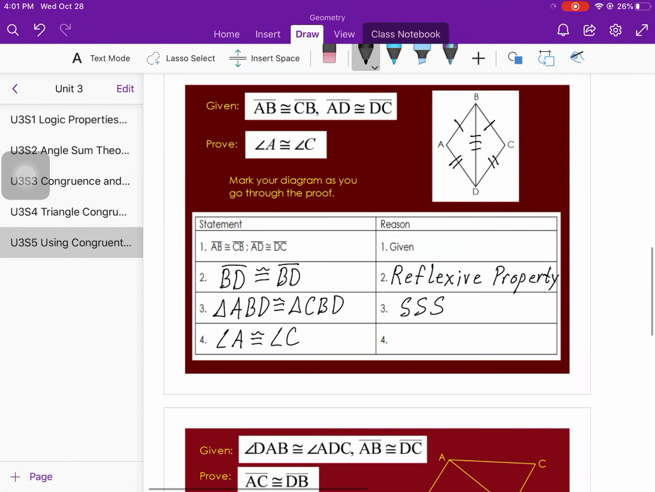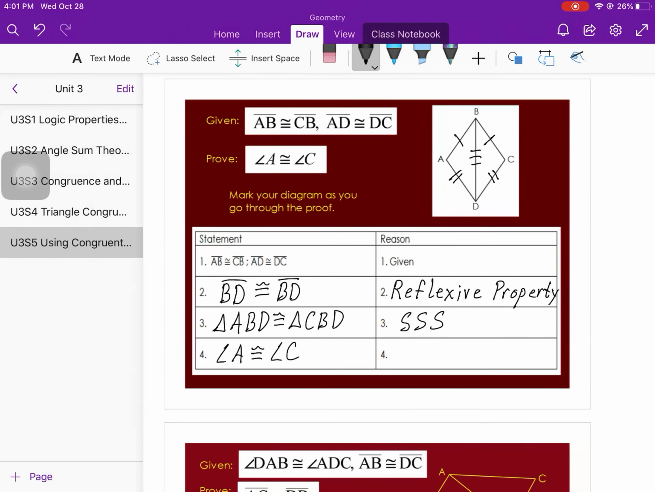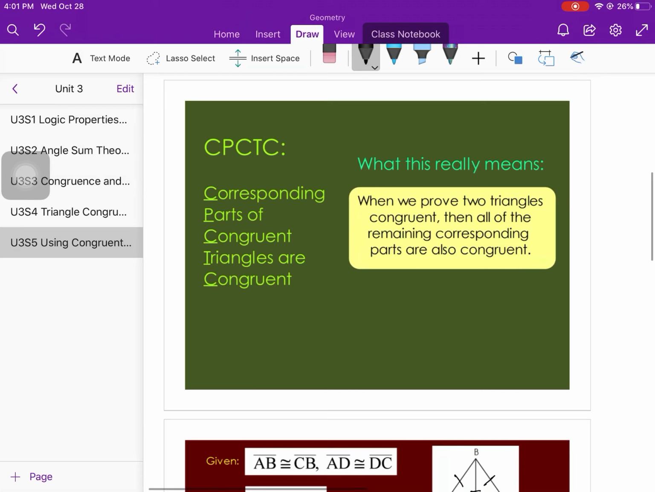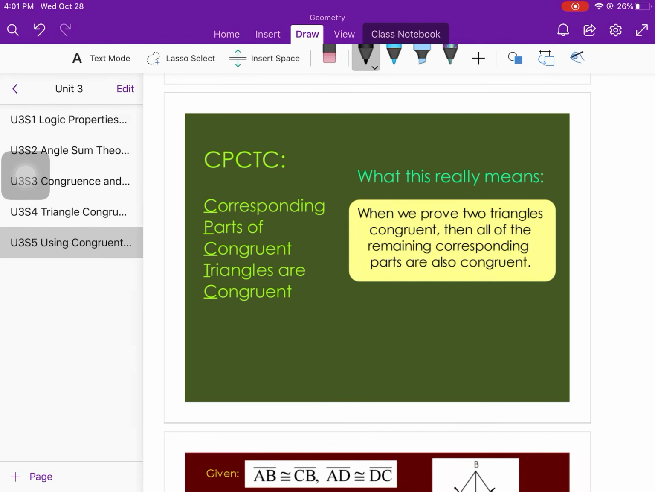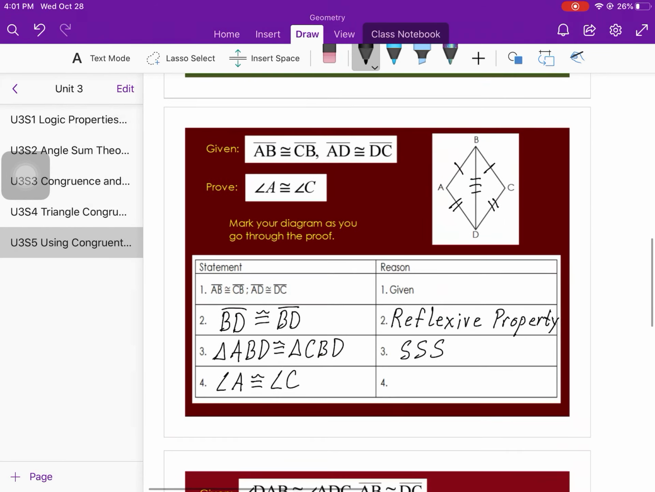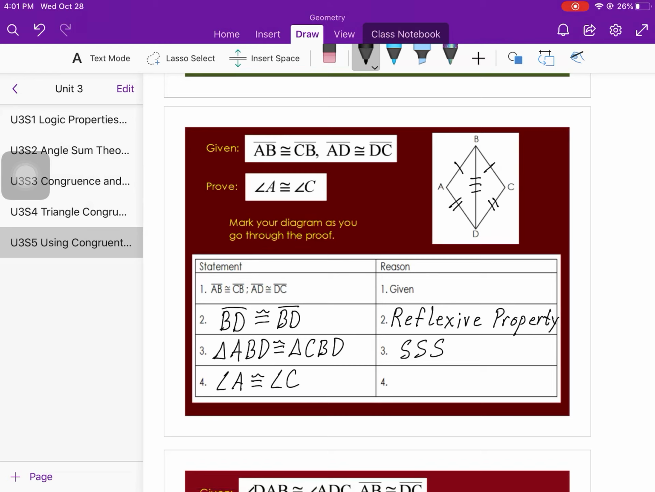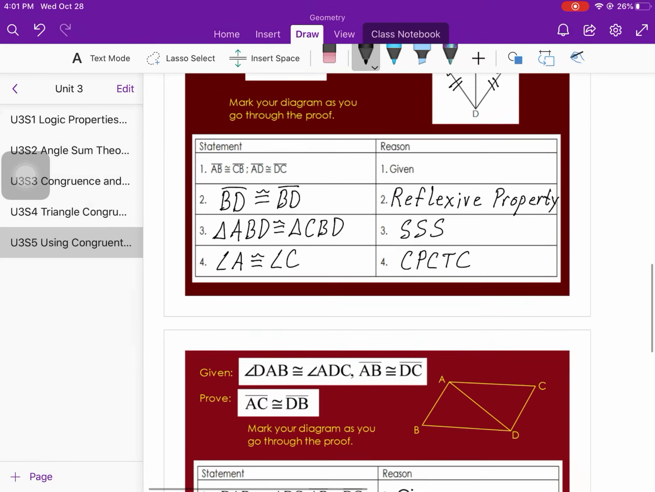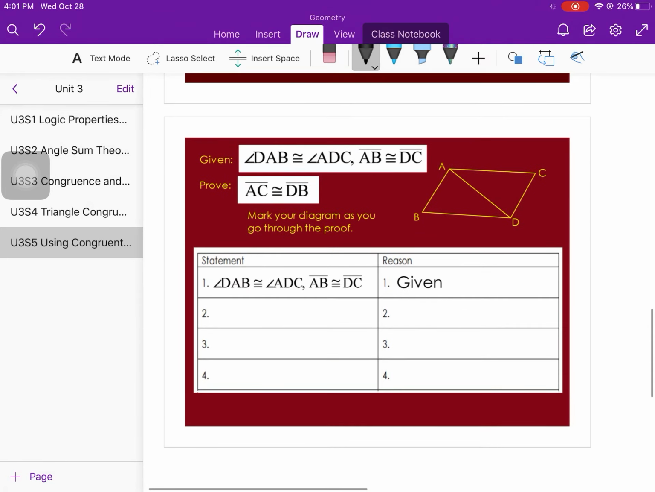So the last step, once you see it, it's pretty obvious because that's what we were using up here. But now that we know the triangles are congruent, we can use this acronym that tells us after we know they're congruent, then everything else about them has to be congruent, like corresponding parts. So now that we know they're the same triangle, we know that A and C are the same angle. So this is where we can write CPCTC. So these proofs really aren't much different than proving triangles congruent. It's just always one more step to do.